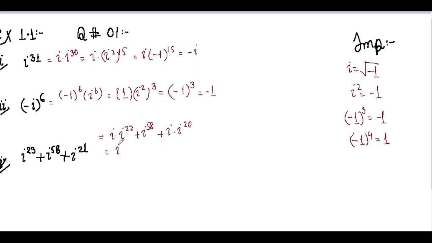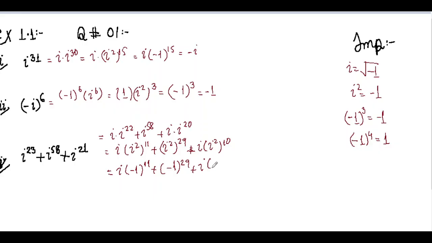Now iota into iota square whole raised to the power 11 plus iota square whole raised to the power 29, because 29 2s are 58, and then plus iota into iota square whole raised to the power 10, because 2 10s are 20. So it becomes iota into -1 whole raised to the power 11 plus -1 whole raised to the power 29 plus iota into -1 whole raised to the power 10.